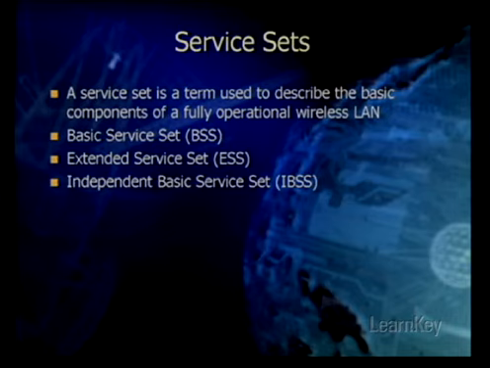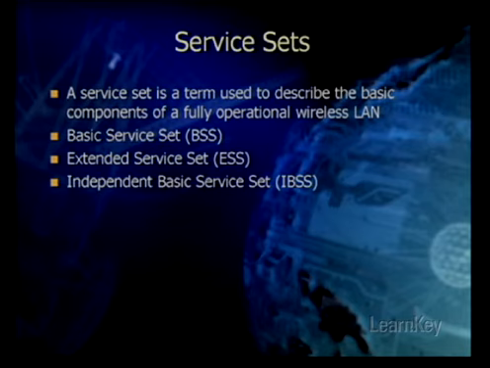Other characteristics of extended service sets exist, according to the 802.11 standard, that are an ESS covers multiple cells and so forth, but it does not require roaming capabilities and it does not require the same SSID in both service sets. The final service set is known as the independent basic service set. This is also known as an ad hoc network.